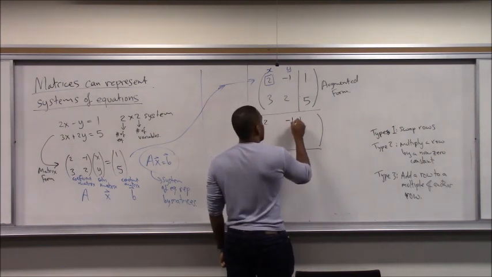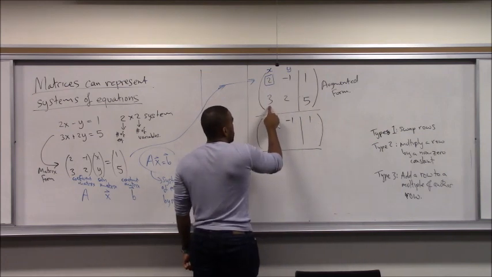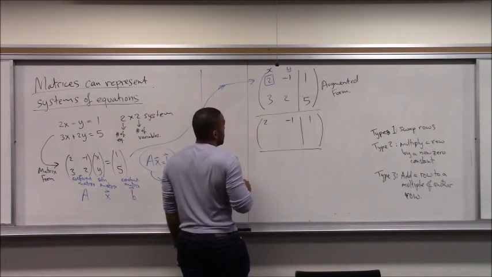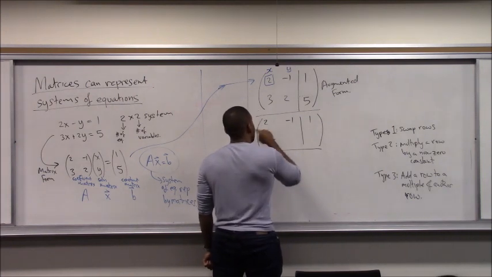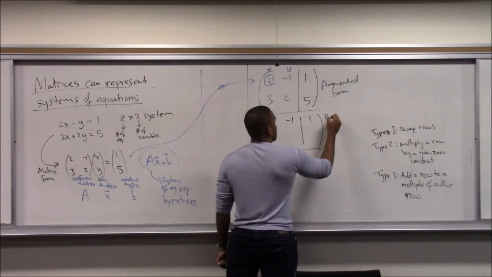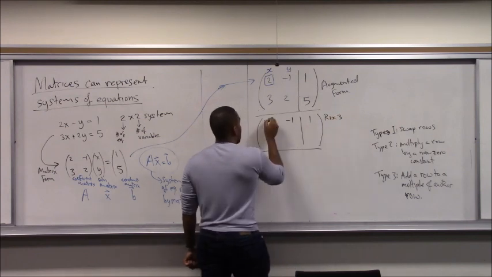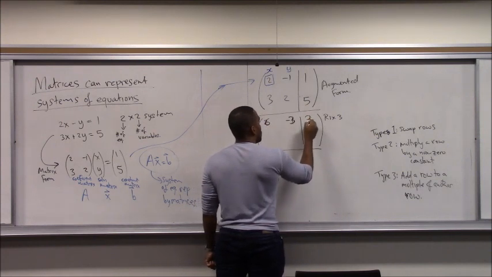So leave the first row. But I know that below all the 1s, there must be 0s. So I need to find a way to eliminate that guy. What I can do is a type 2. I can multiply row 1 by, say, 3. That will give me 6, -3, 3.